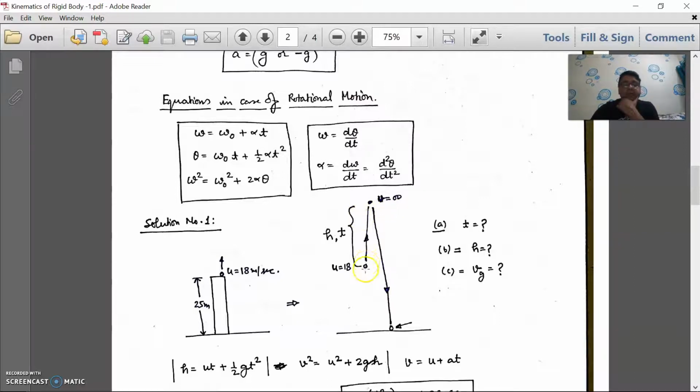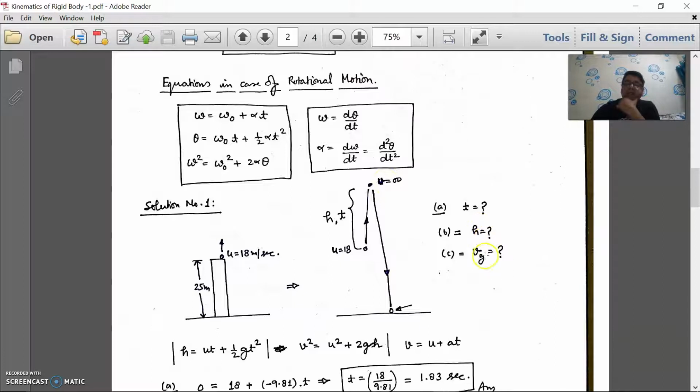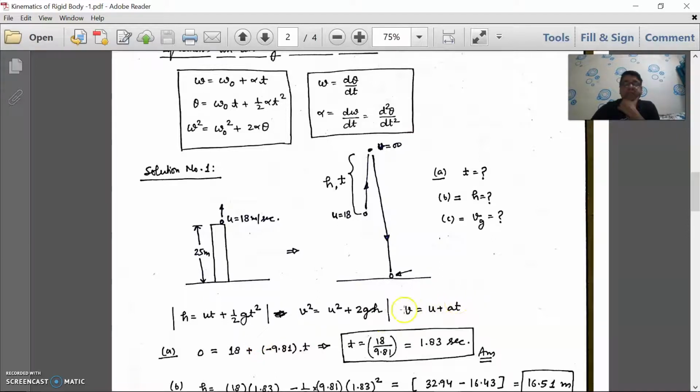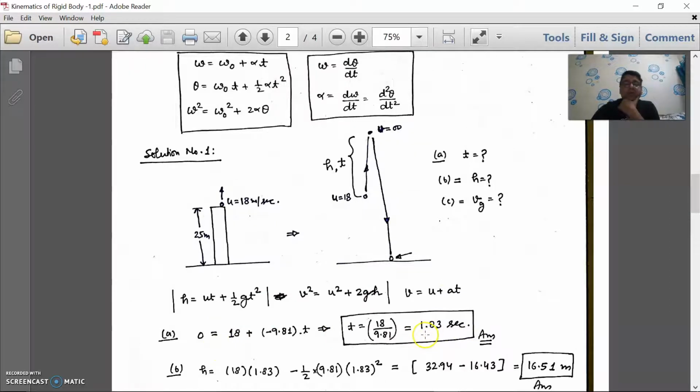One point is very easy and clear to me: as it reaches the top, its velocity will be equal to 0. That means in this particular case, my initial velocity is only 18 meter per second, but my final velocity is 0, and I need to calculate h and t. And everybody knows that in this case a will be minus g, and we'll put values into the first equation, v is equal to u plus at, and we get the time as 1.83 seconds to reach its highest position.